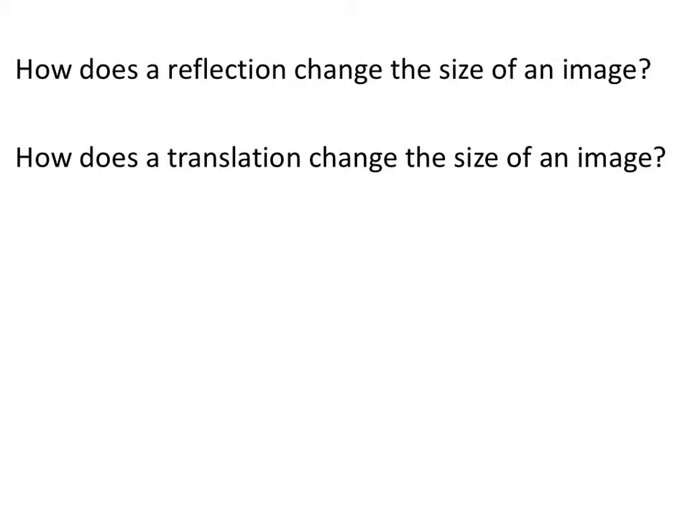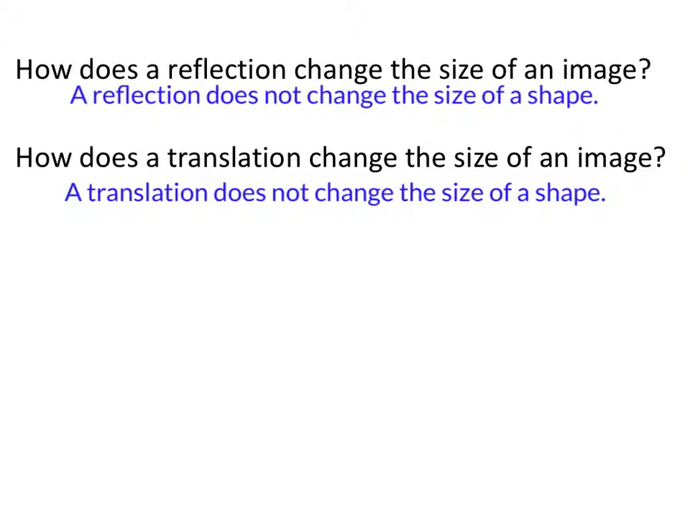How does a reflection change the size of an image? And also, how does the translation change the size of an image? Take a moment to write a sentence for both of these. Alright, we should have something like this. A reflection does not change the size of a shape, and a translation also does not change the size of a shape. This would be pretty crucial if we want to keep shapes the same size. It means that we can perform a reflection and translation, which will move them. Reflections will change the orientation also, but it will never change the size of the shape. Neither of these will.